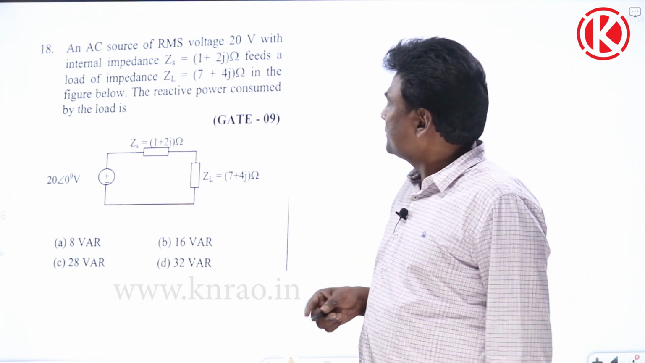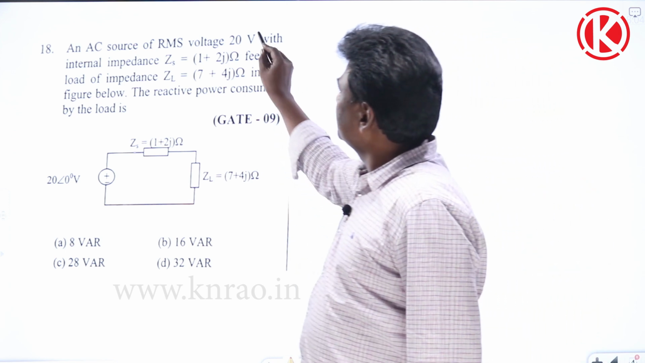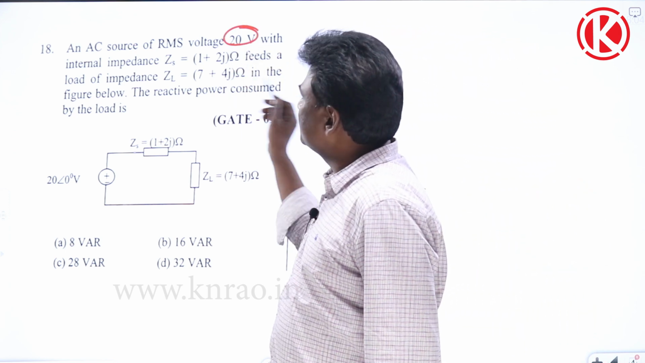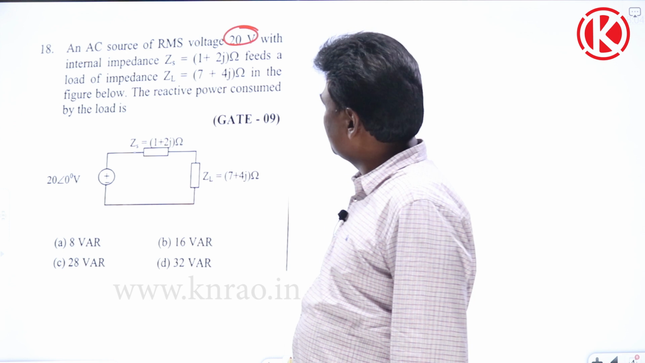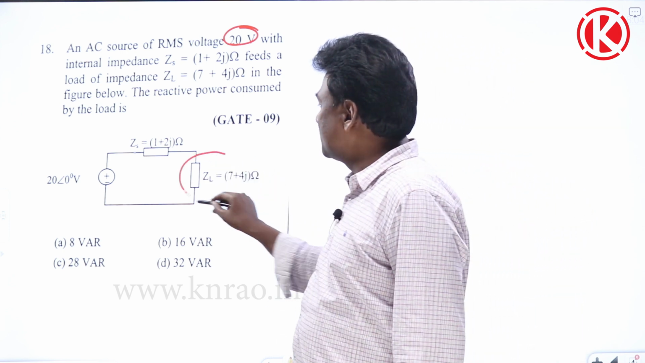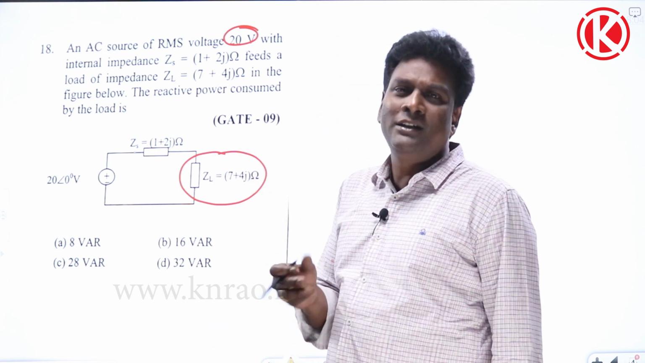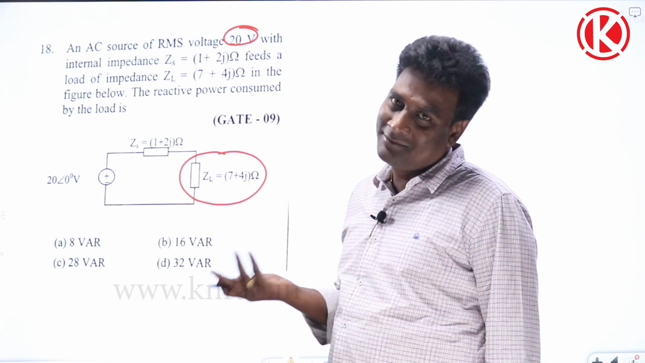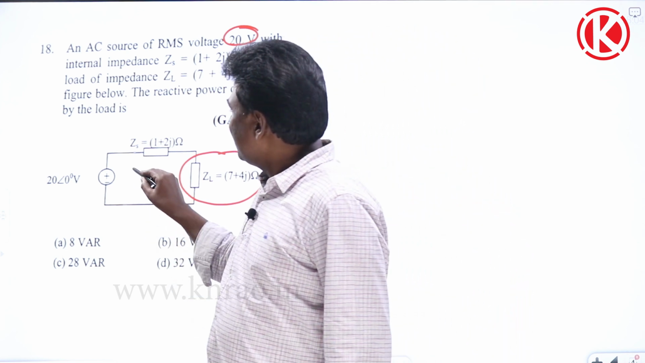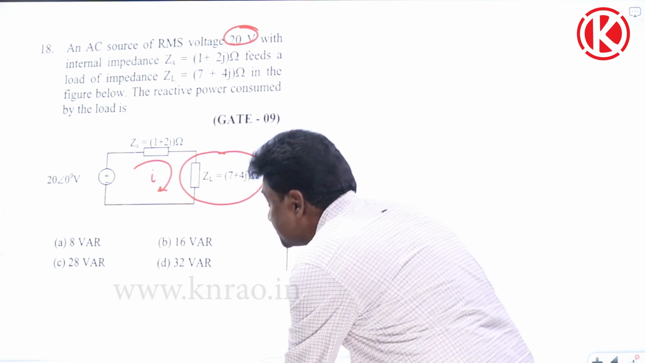Now, let us think of this. An AC source of RMS voltage 20 volts with internal impedance of something feeds a load of impedance of something in the figure below, the reactive power consumed by the load. Okay. Maybe EC guys may feel a bit of small difficulty, but our electrical guys, reactive power, it's ours. Now, directly let us find the current flowing through it.